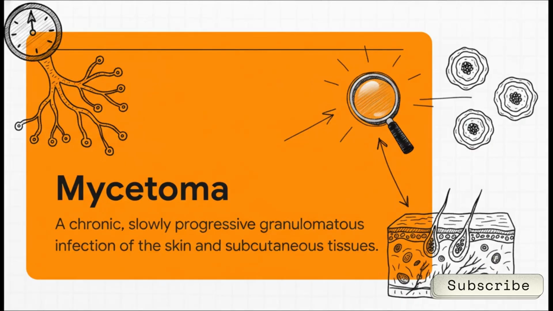So what exactly is mycetoma? Well, the definition itself gives you the 3 key words you need to remember for your Viva exams. It's chronic, it's slowly progressive, and it's a granulomatous infection. That just means the body is trying its best to wall off the infection with immune cells. It kicks off in the skin and the fatty tissue right underneath, but don't be fooled. It can dig way deeper.